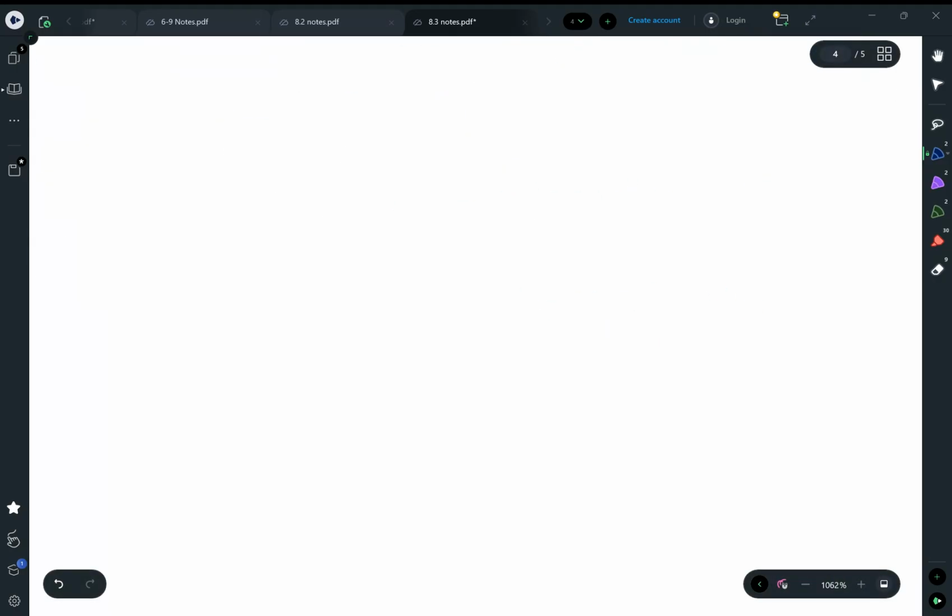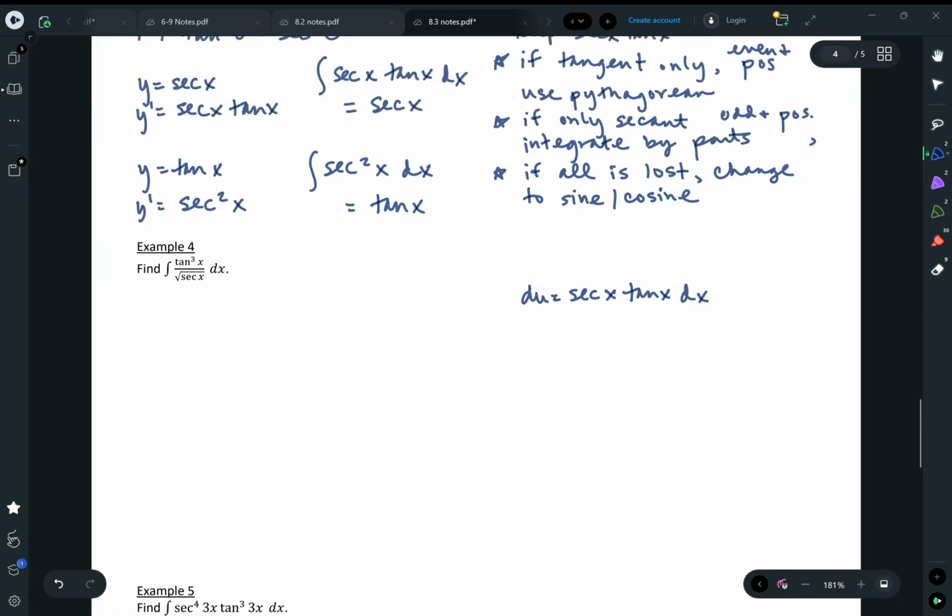And so my u is going to have to be the secant x. And if my u is secant x, my du is secant x tangent x dx. So I have to have a secant x tangent x in there. Let's play around with this a little bit.